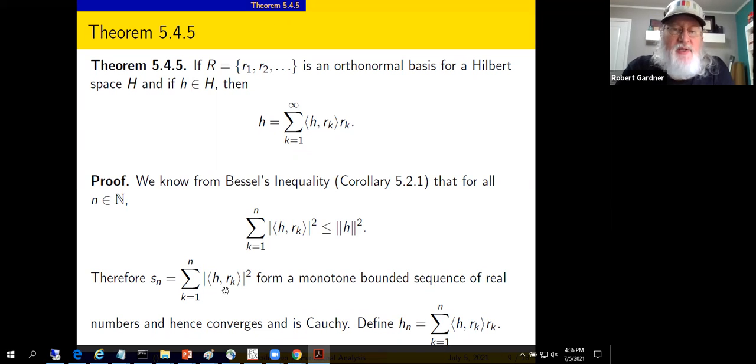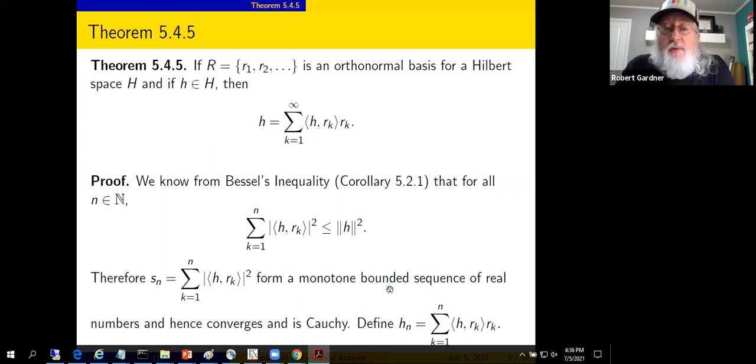Could be these inner products, some of them are 0. It's maybe not strictly increasing, but monotone increasing means non-decreasing. So it either goes up as you increment the index or it stays the same. It doesn't go down. So this is certainly monotone. It's even a positive term sequence, or non-negative term sequence, I guess I should say.